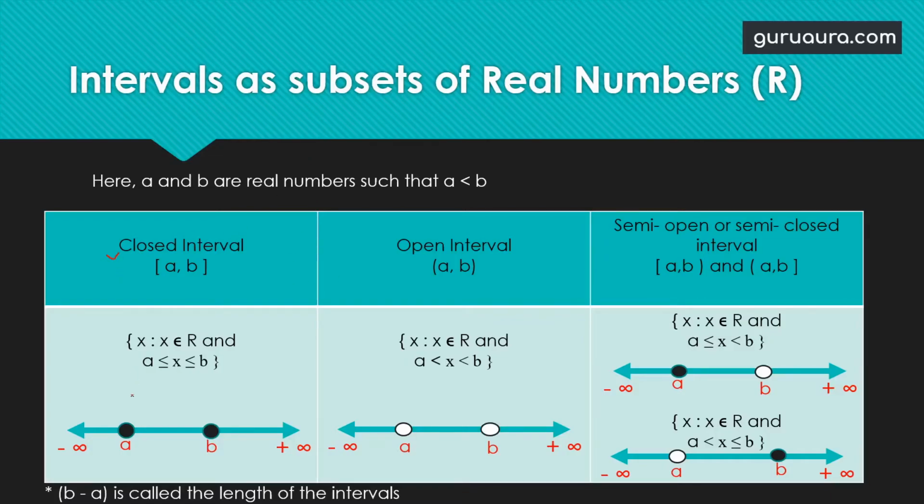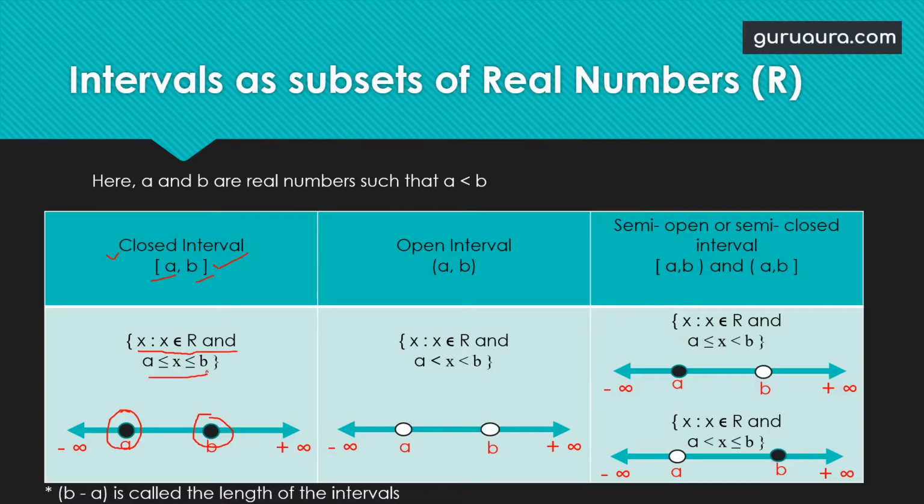The interval which includes the endpoints is called the closed interval, and it is denoted as [a, b] within the square brackets. In this case, a and b are the endpoints. This interval can be written in the set builder form as the set of all x such that x is a real number and x is greater than or equal to a and less than or equal to b.